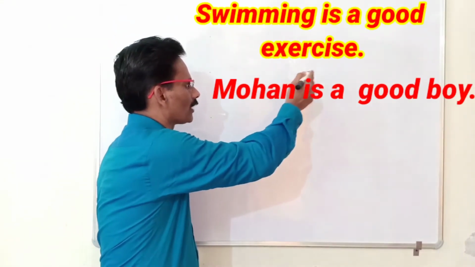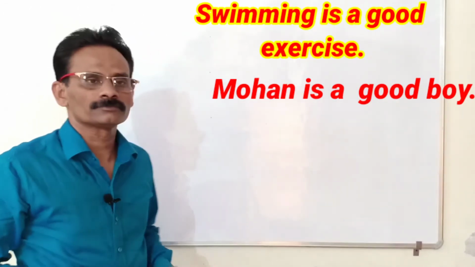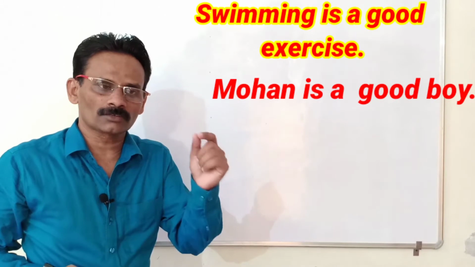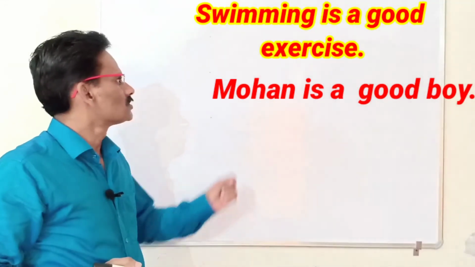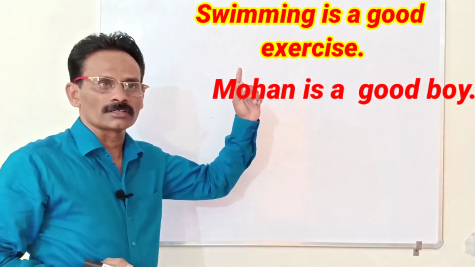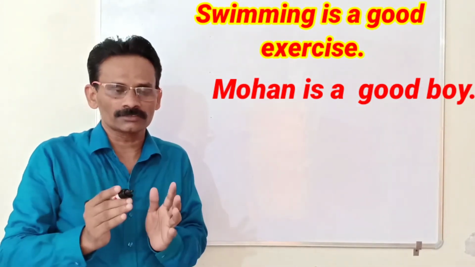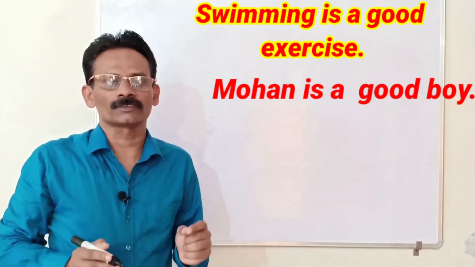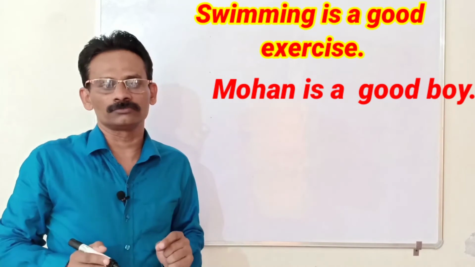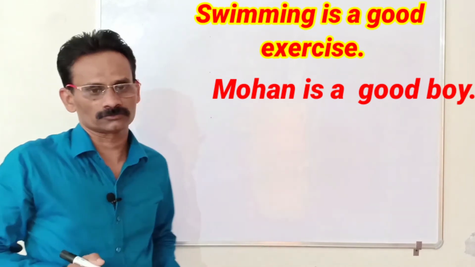Mohan is a good boy. In this sentence, Mohan is the subject of the verb is. In the same way, swimming is the subject of the verb is. Thus, we find this swimming is a non-finite verb because it does the work of a noun.